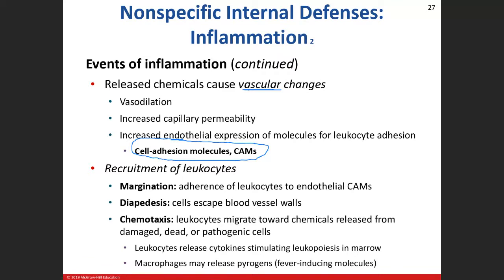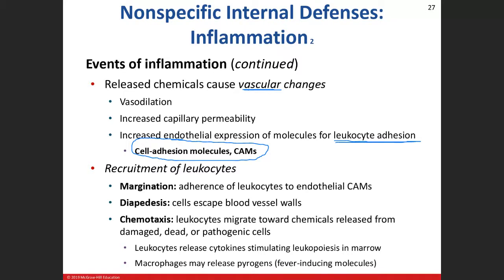I am reaching out, grabbing you, the cell, and I'm going to pull you to shore. In this case, I am going to pull you to the area of injury, okay? So these CAMs actually will cause white blood cell or leukocyte adhesion to the cell wall. So it starts to slow the cell down as it's tumbling along the periphery of the vasculature there, okay?